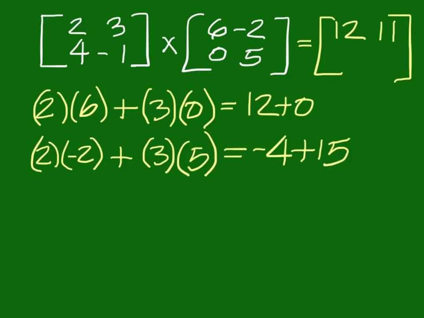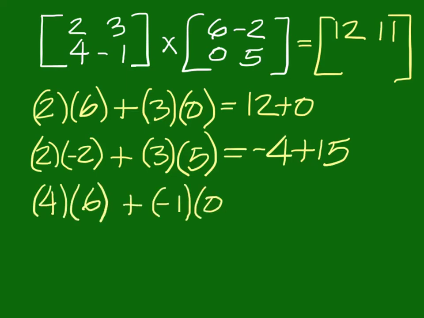Alright, so now we'll go with the second row. We've exhausted the first row with the second matrix, so we'll go to the second and do the first column. That one would be 4 times 6 plus negative 1 times 0, which is 24 plus 0. The answer is 24. Does anybody not see how we came up with 24?